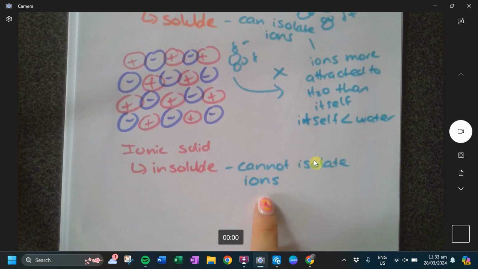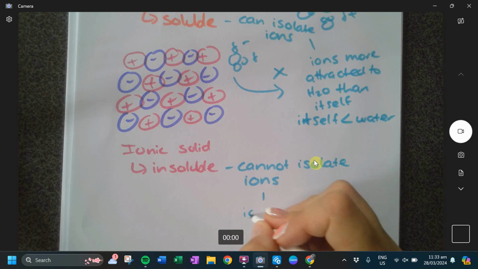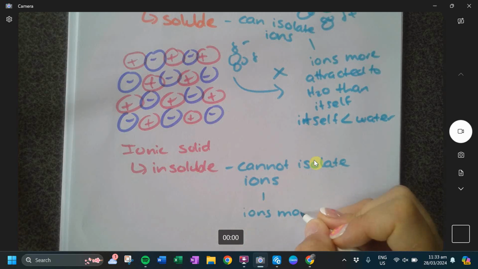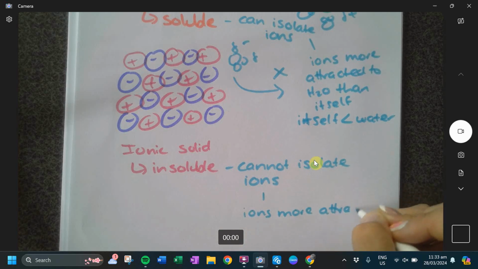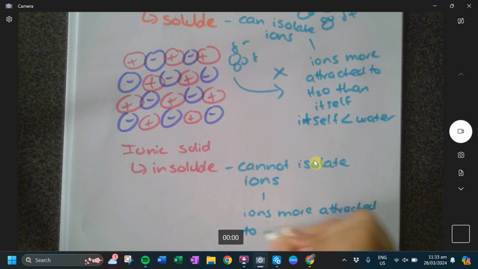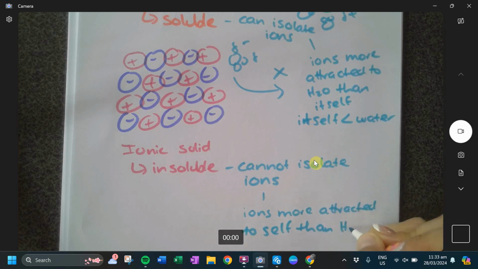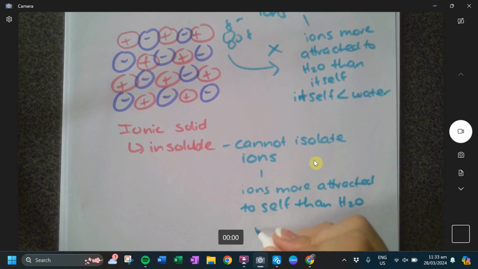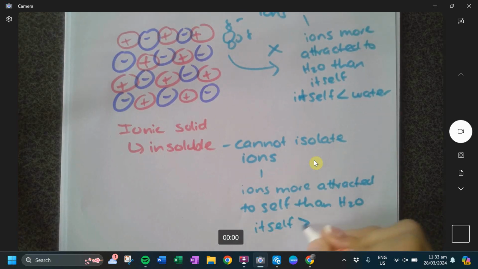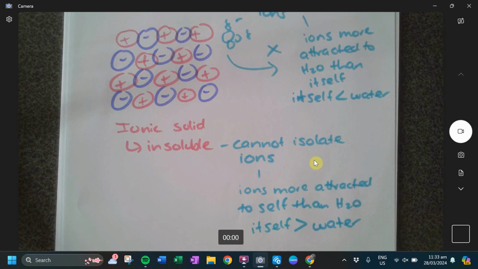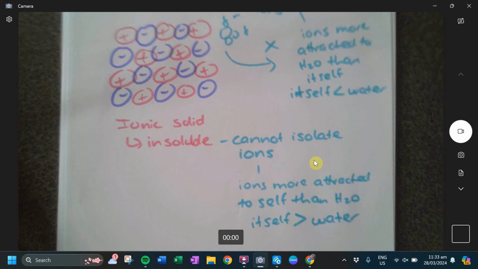Yep. If it is not soluble, then the ions are more attracted to itself than the water. So itself greater than water when it comes to those forces of attraction. So that is why some things are soluble and some things are not soluble.